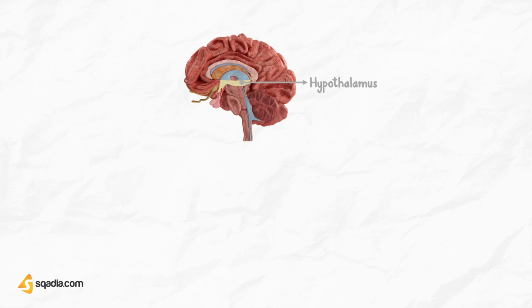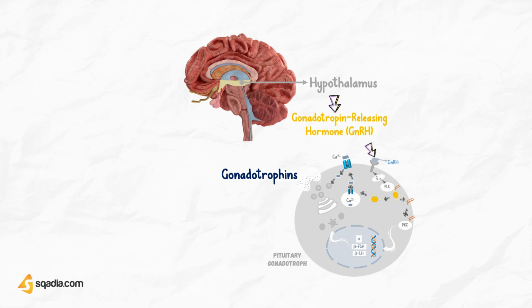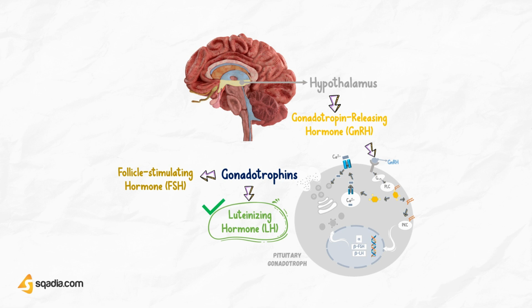The gonadotropin-releasing hormone released from the hypothalamus stimulates the gonadotrophs of the anterior pituitary to secrete gonadotropins that include FSH, or follicle-stimulating hormone, and luteinizing hormone, or LH. We have already discussed the follicle-stimulating hormone in the previous part. In case you have skipped it, you can jump back to that. Here, our sole focus will be the luteinizing hormone, or LH.